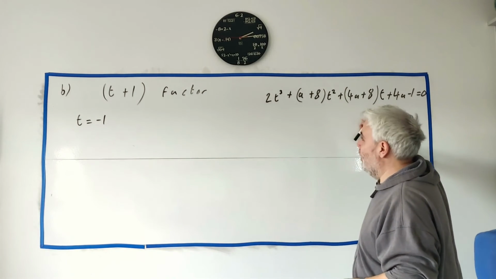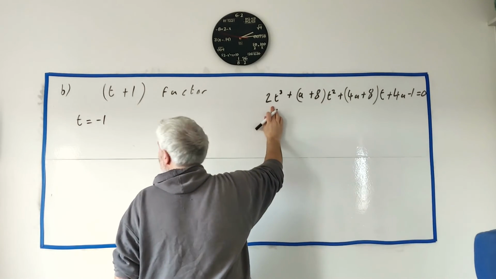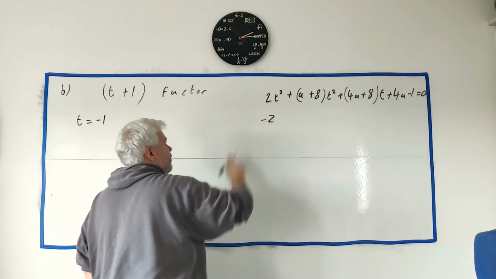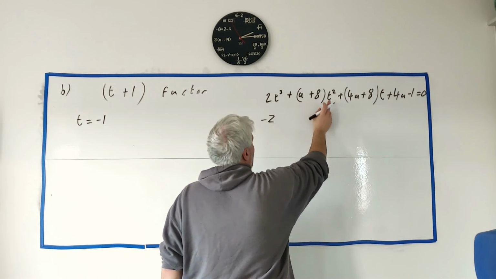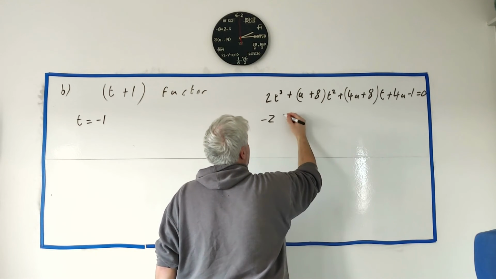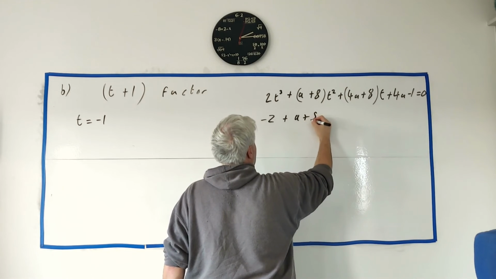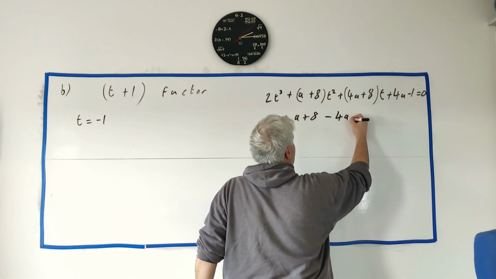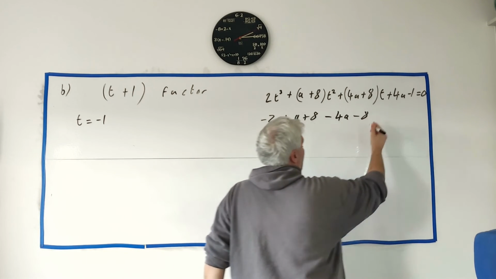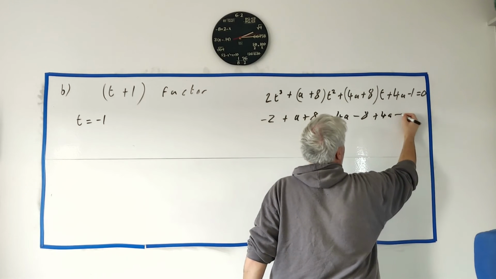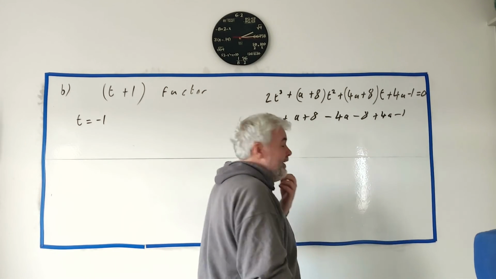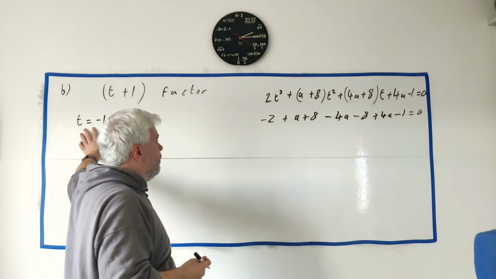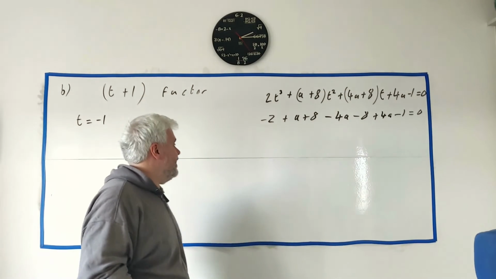So t is equal to minus 1 really, for the sake of this. So let's just put that in here. Minus 1 cubed is minus 1, so that gets minus 2. Minus 1 squared is plus 1, a plus 8. t is just minus 1, so that gets minus 4a minus 8. Plus 4a is still there, and minus 1 is still there, equals 0. Because when t equals minus 1, this formula is equal to 0.